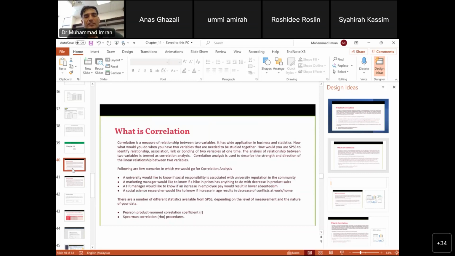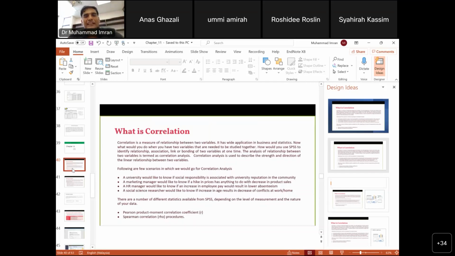Number one example: a university would like to know if social responsibility is associated with university reputation in the community. So our IV is social responsibility, our DV is university reputation. Now how can we check the bonding between two variables? The correlation analysis is very suitable for this relationship.